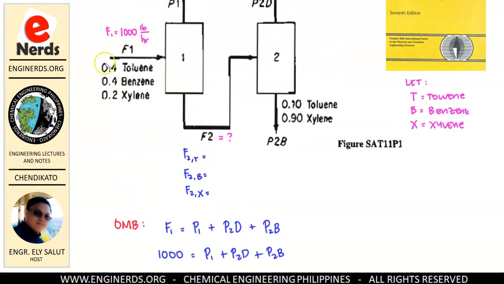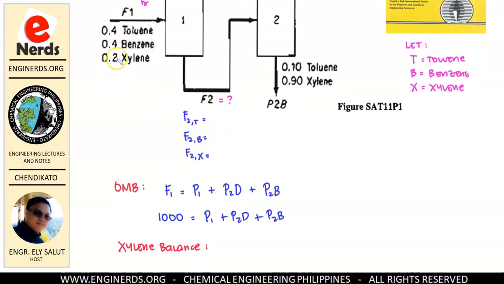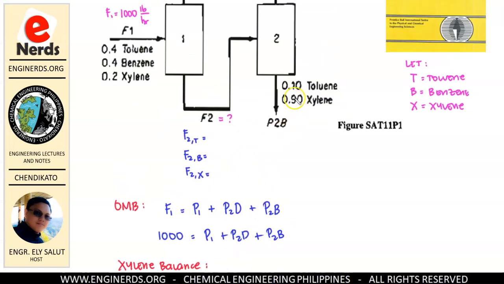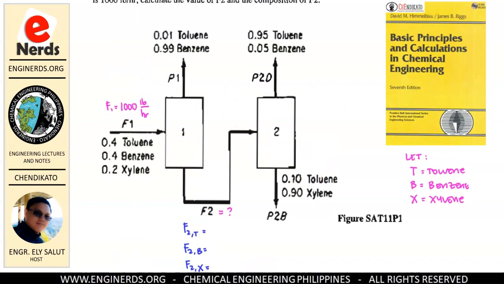So, let us first get how much xylene we have in our F1. So, we have 0.2 of xylene. Therefore, we have F1 times 0.2, and this will be equal to 0.9 of P2B. Okay? Because ito lang yung xylene na meron tayo dito sa ating diagram. Ito lang yung merong xylene na lumalabas, I mean, dito sa ating system.